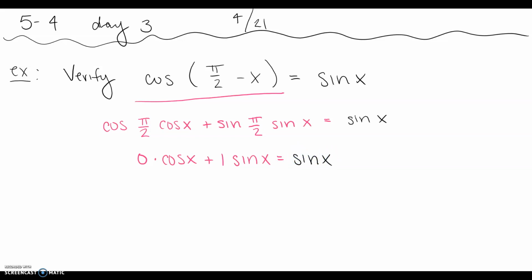And now it is basic math. So 0 times cosine of x is 0, and 1 times sine of x is sine of x. So we just successfully proved that cosine of pi over 2 minus x is equal to sine of x. And remember, your work is the most important part.